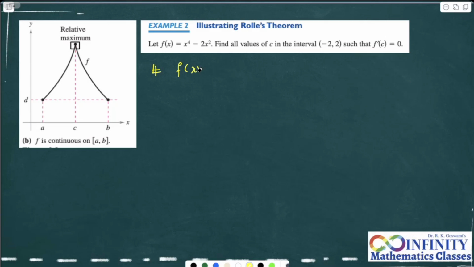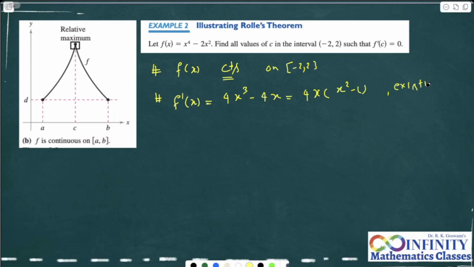So because it is a polynomial, I can say that it is continuous on the interval -2 to 2 without any issue. Secondly, the derivative exists. It's an easy term for you. It is going to be 4x cube minus 4x. You can take something common if it is there. And because it is still a polynomial, it is going to exist over the interval -2 to 2 without any issue. Why? Because I'm working on this interval only.